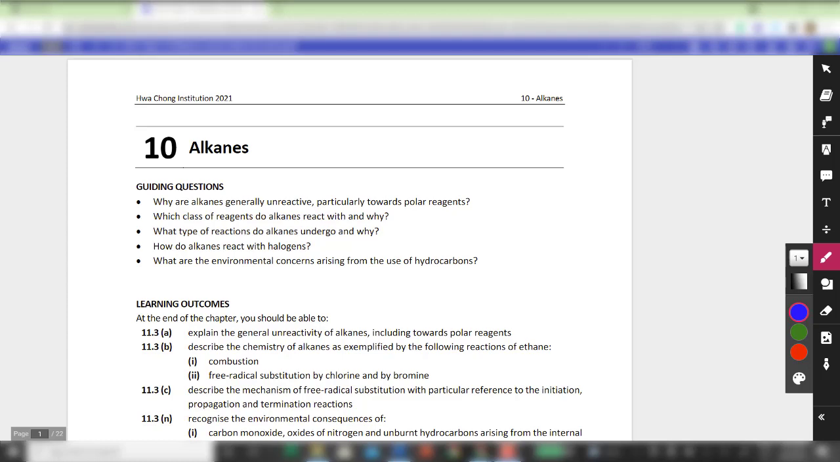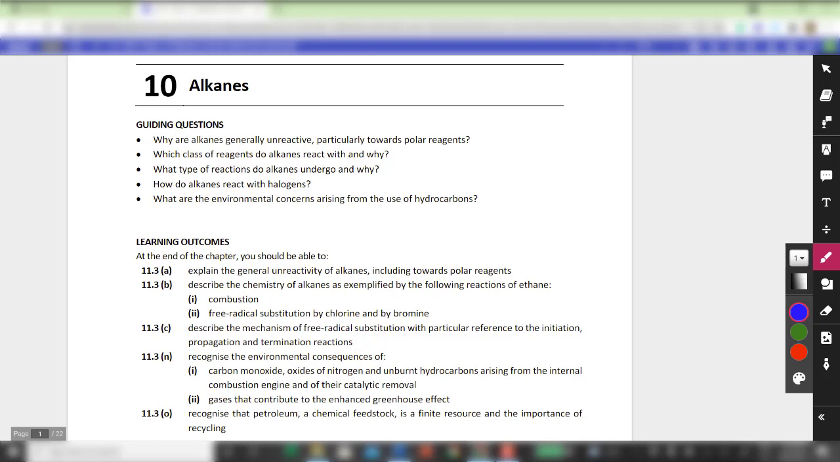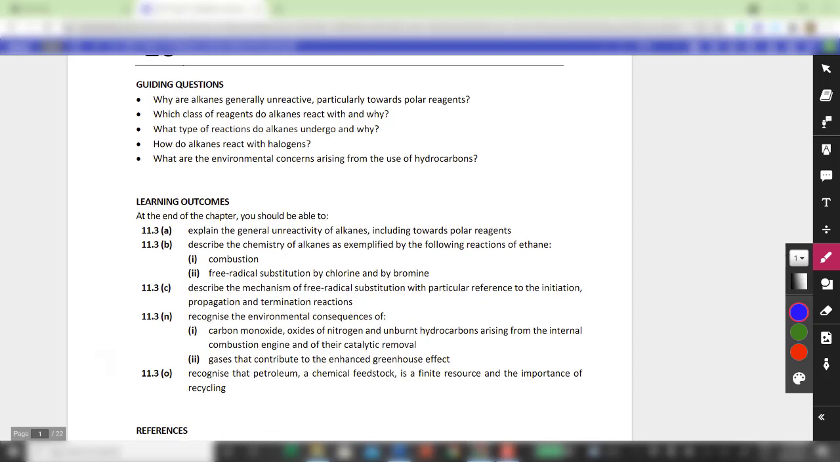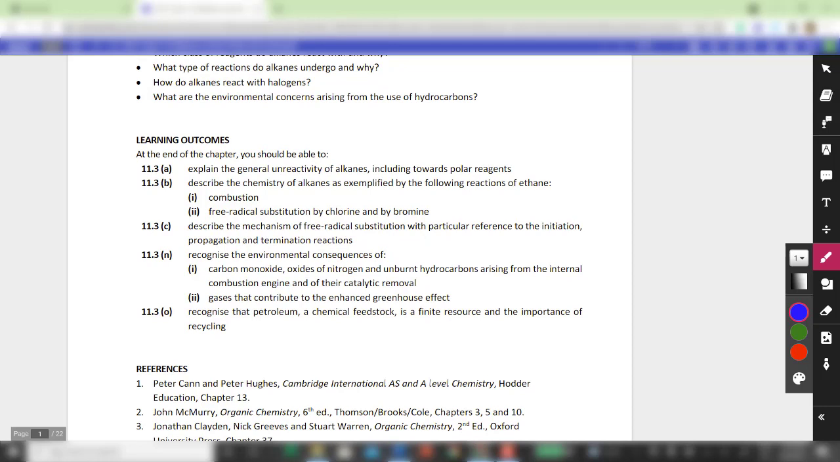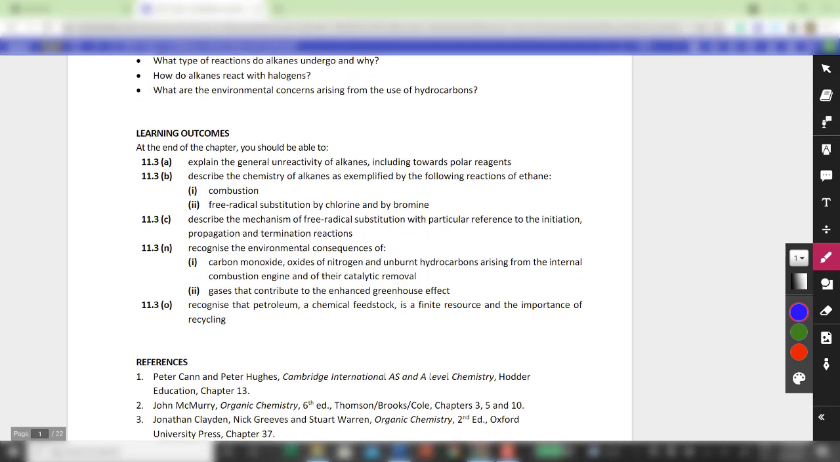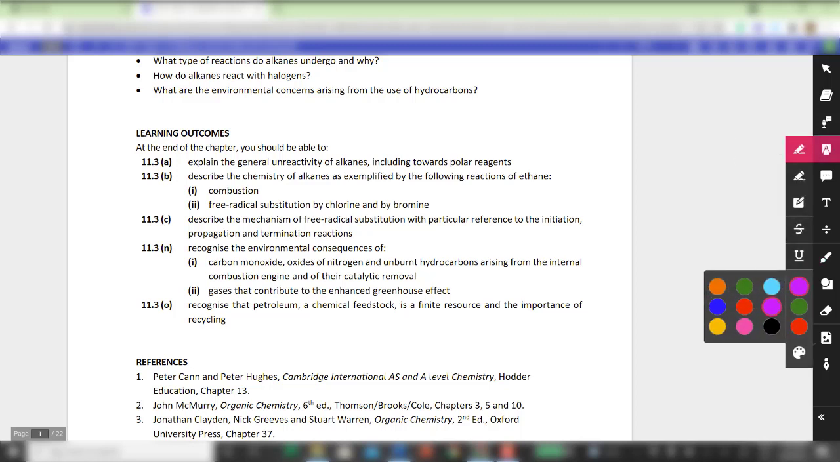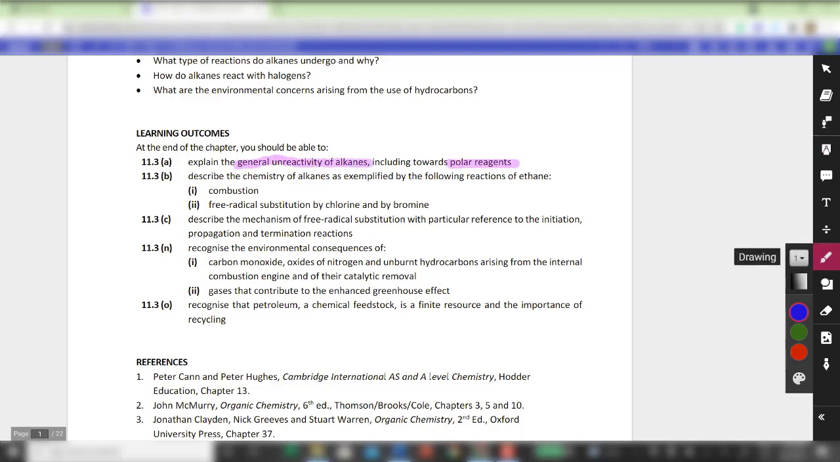Okay, students, we are at chapter 10 on alkanes. So we will look at some of the learning objectives which you probably need to be aware of. I think 11.3a is something which you need to pay a little bit of attention to. You will need to explain the general unreactivity of alkanes, especially towards polar reagents.